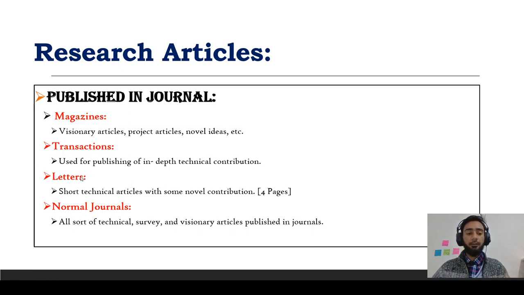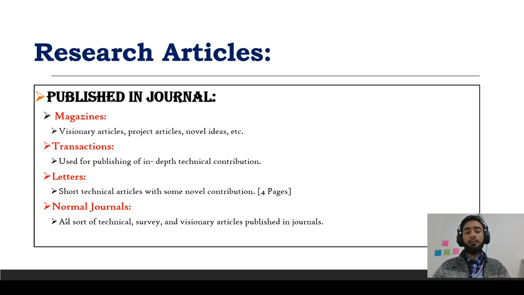Then there are letters. Letters are short technical articles, maximum 4 pages. So if you carried out some technical contribution, but it's not long enough to be published in a transaction, you can go towards a letter paper. It's not compulsory that it is short, though it should be a small idea. Plenty of times, some very good ideas are also published in letters for timely dissemination.